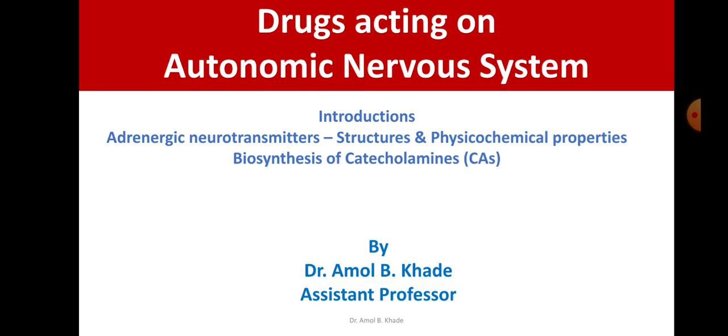So today in this video we will be discussing the drugs acting on the autonomic nervous system, which is also referred to as the ANS. In this video we will be discussing the introduction of these drugs acting on the ANS, adrenergic neurotransmitters, their structures and physicochemical properties, and most importantly the biosynthesis of catecholamines.